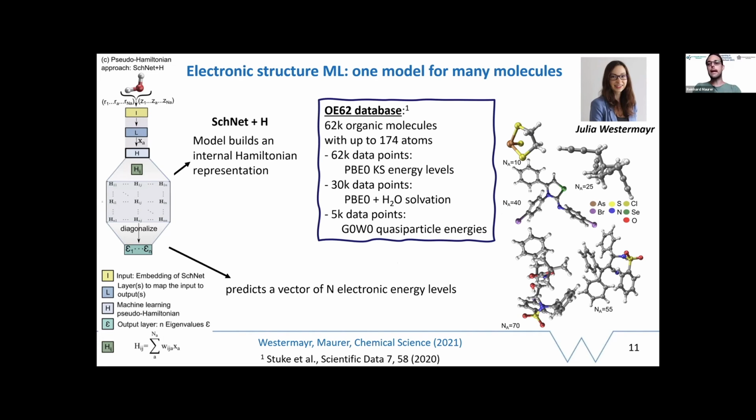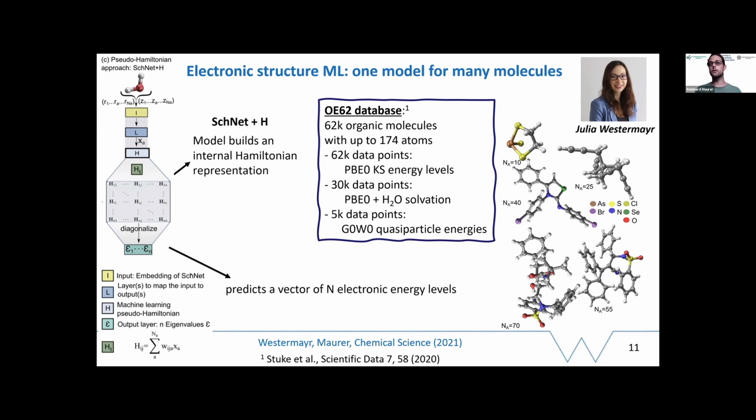And we've tested a couple of data sets. The one I'll talk about is this OE62 database. It's quite an interesting database. So it's relatively large organic molecules that are chemically quite diverse. You can see loads of different elements in there, up to 174 atoms. So there's 60,002 different molecules that are in principle crystal forming. So they're from the Cambridge Crystal Structure database.